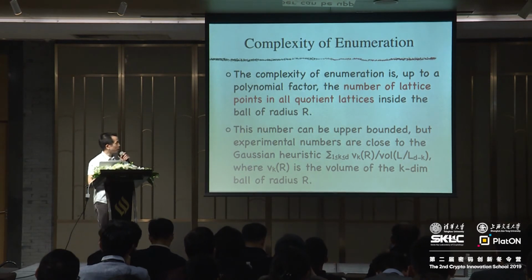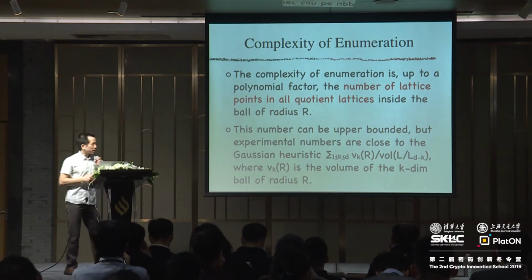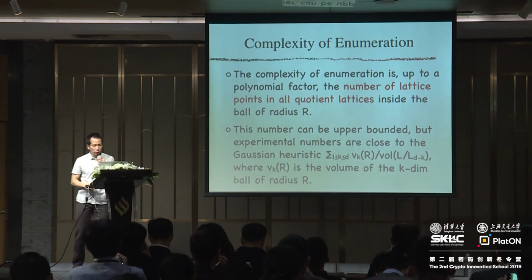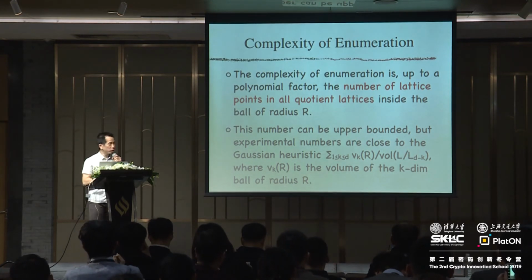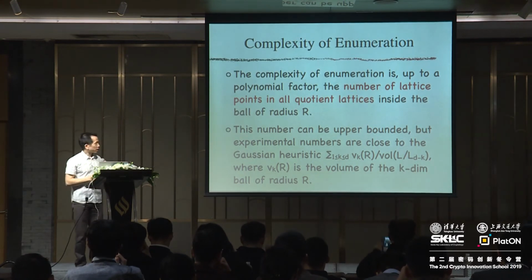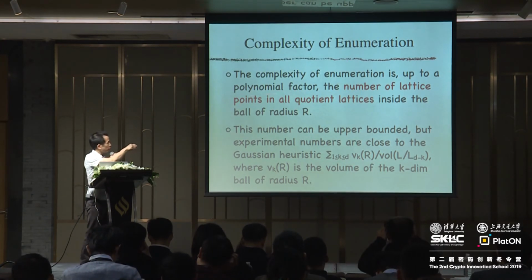Now the good thing too is that if you look at these algorithms, essentially what we need to do to evaluate the running time is just count the number of lattice points inside a ball. But we don't do that for any lattices. We do that for all the quotient lattices appearing during the algorithm. And as I mentioned earlier, you can always heuristically estimate this number of lattice points using the Gaussian heuristic.